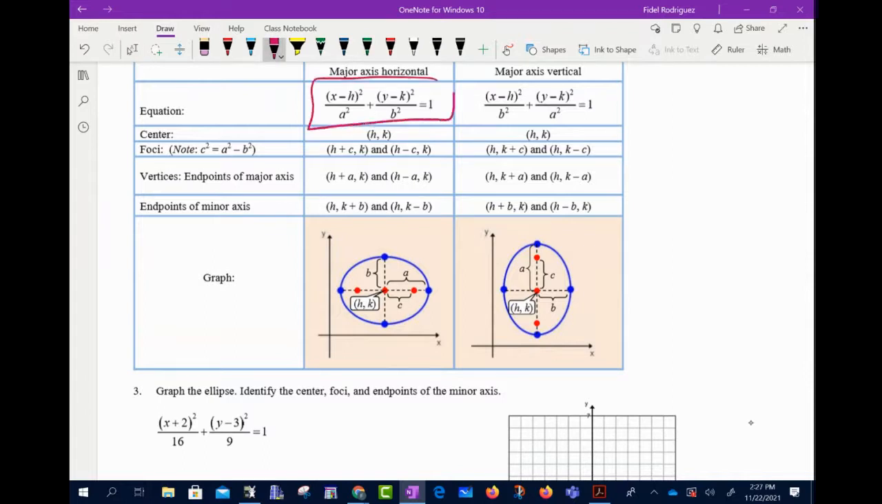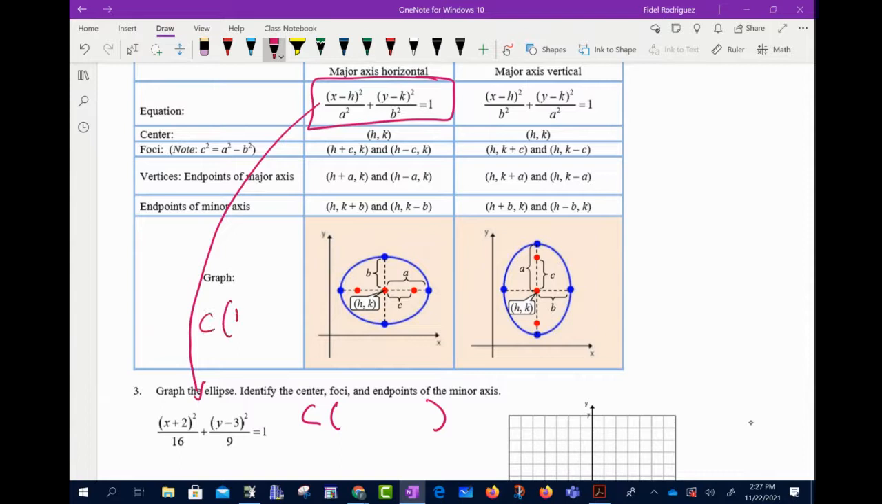So yes, this is going to be a major axis. On the x, it's going to be more like this one. Okay, so what we're going to do is look at this one here, y'all, and I'm going to ask you a question. Anybody know what the center of our ellipse is here? So the center is the point h and k, okay?